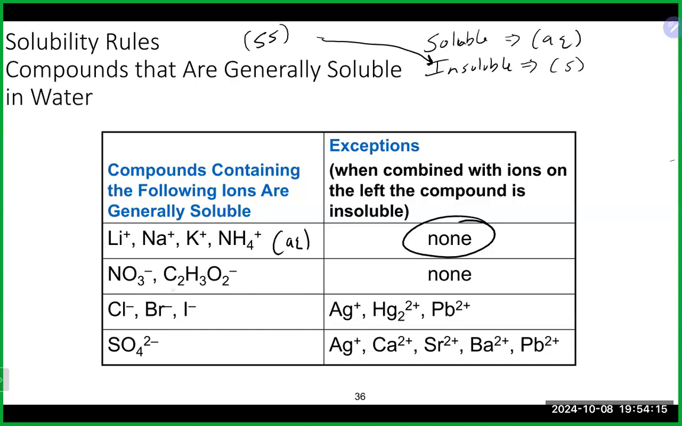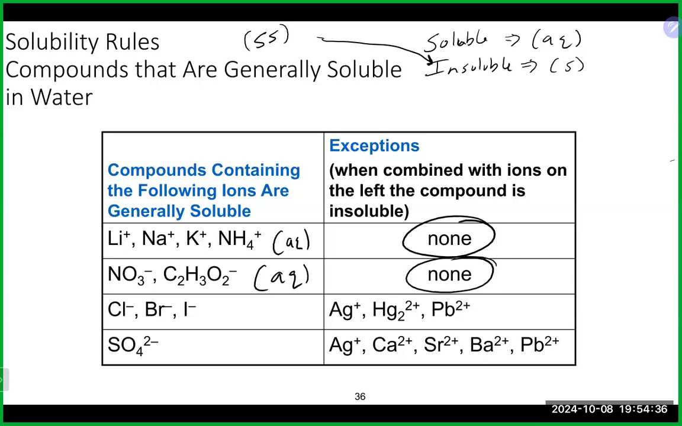Also, things that contain nitrate and acetate will also be soluble. There are no exceptions, which means, again, if you come across a formula that has nitrate in it or acetate in it, it's going to be soluble. It gets the aqueous symbol next to it. It also means that for the most part, it's probably going to be a strong electrolyte and going to break apart.